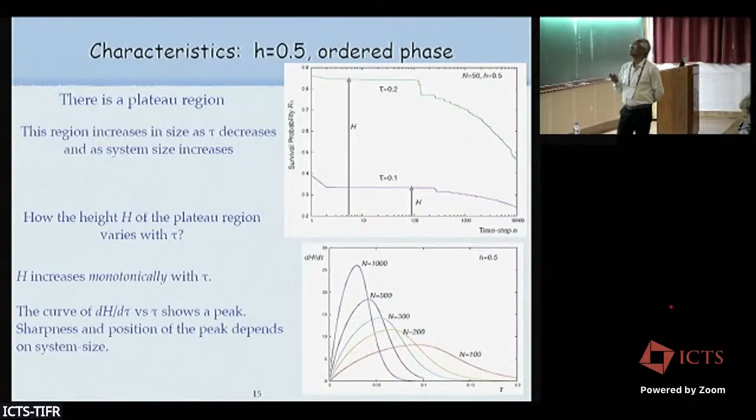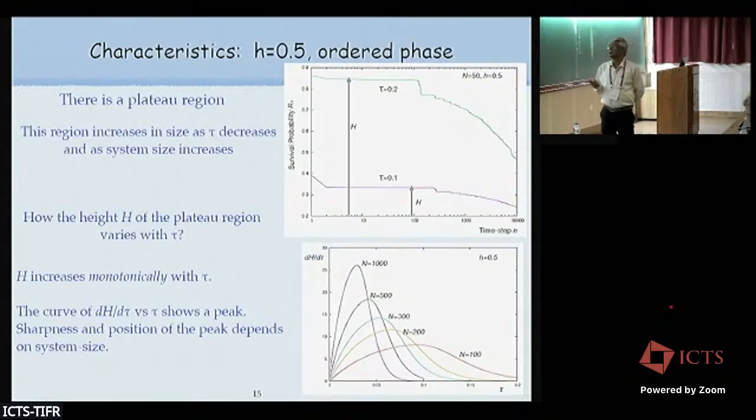There is a plateau region, as I mentioned before, and this region increases in size as this tau, this time interval, decreases. So this is 0.2 and this is 0.1, and you see this region has increased a little bit. Also as the system size increases, if you plot it for 70, you will find a much longer region.